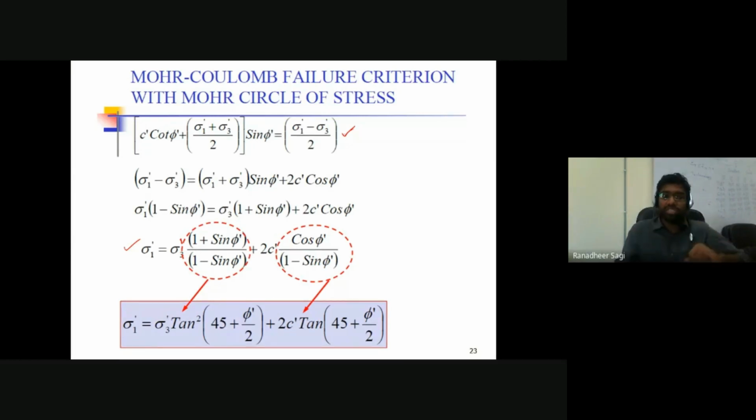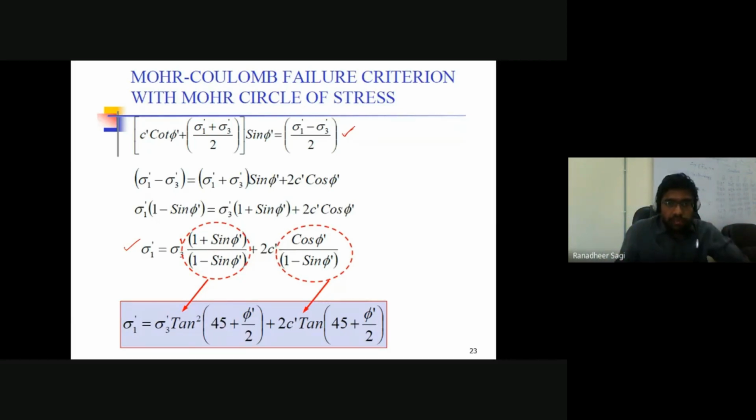Okay, so if I know the C phi parameters of that particular soil, and if I know the stress condition, at least the one acting on one principal plane, then I can go ahead in calculating the stress acting on the other principal plane at the failure condition of that particular soil. At the failure of the soil, how much could be the stress that would be acting on the other principal plane.